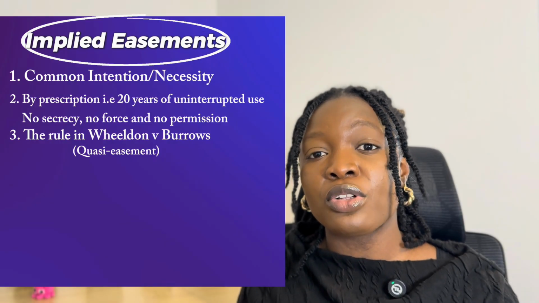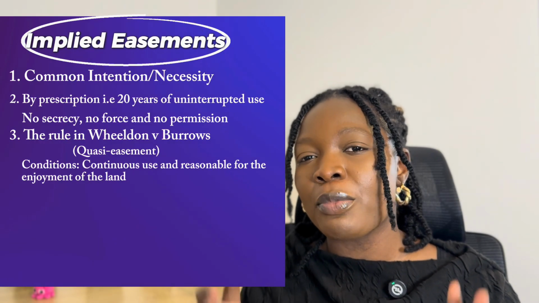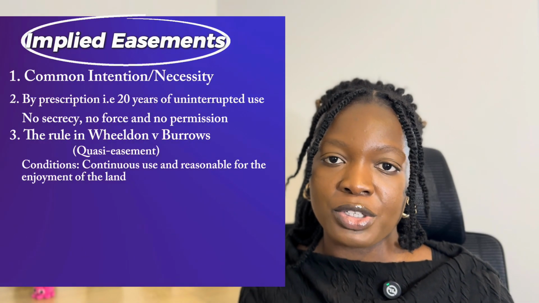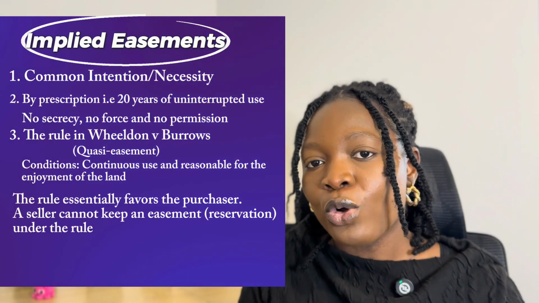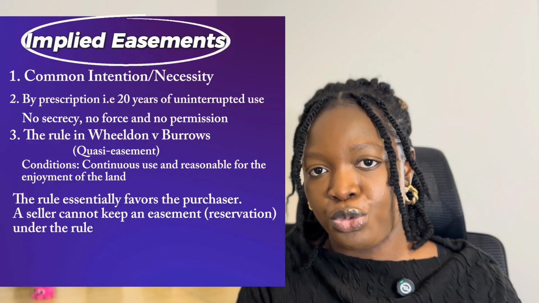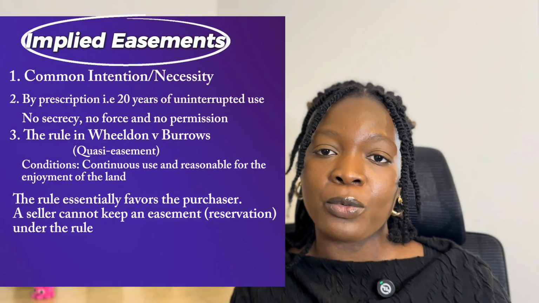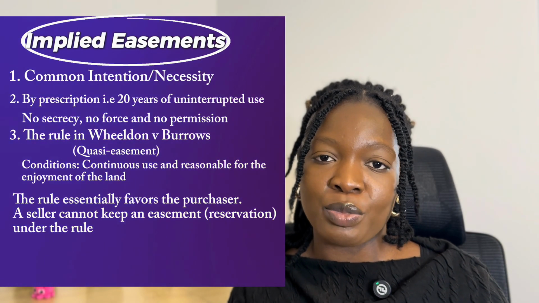The use must have been continuous and apparent. Number 2, it must have been necessary for the reasonable enjoyment of the land. So an easement by reservation is not applicable under the rule in Wheeldon versus Burrows. What happens if I want to retain the rights to use an easement and I can't go under the rule in Wheeldon versus Burrows?